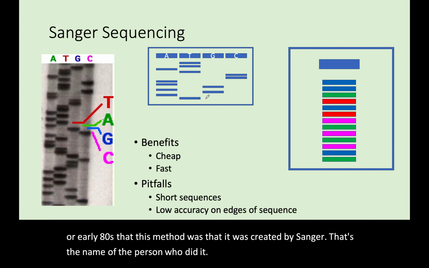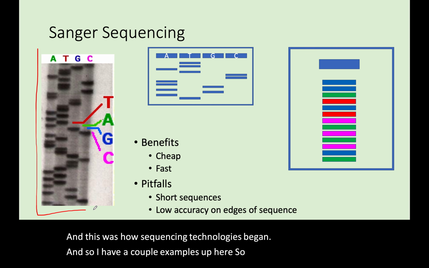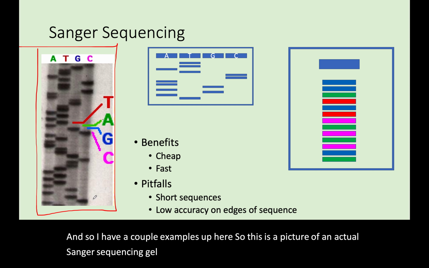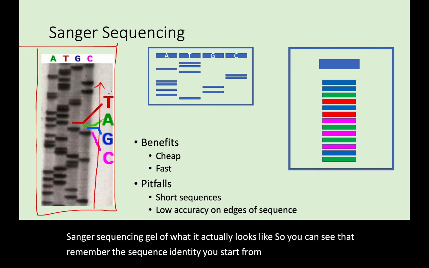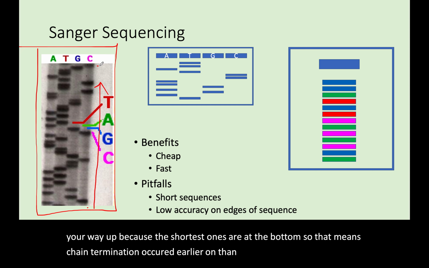And this was how sequencing technologies began. So I have a couple examples up here. This is a picture of an actual Sanger sequencing gel, of what it actually looks like. Remember, for the sequence identity, you start from the bottom and move your way up, because the shortest ones are at the bottom. That means chain termination occurred earlier on than the ones up at the top.